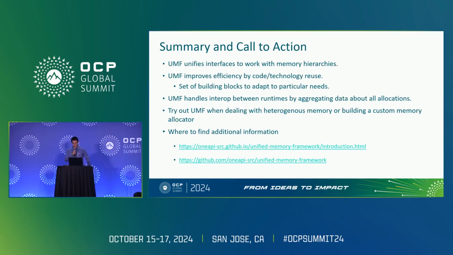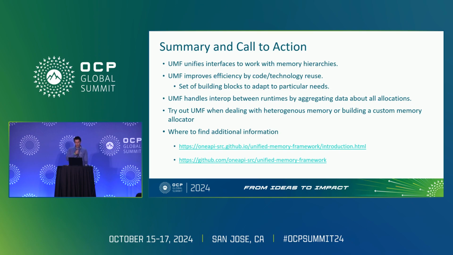So I'll go there. And to sum up, UMF is a framework that unifies interfaces to work with different memory hierarchies. It improves efficiency by code and technology reuse. It provides a set of building blocks to adapt to particular needs. It can handle interop between different runtimes by aggregating data about all the allocations.